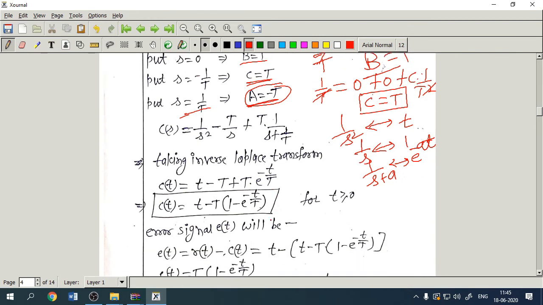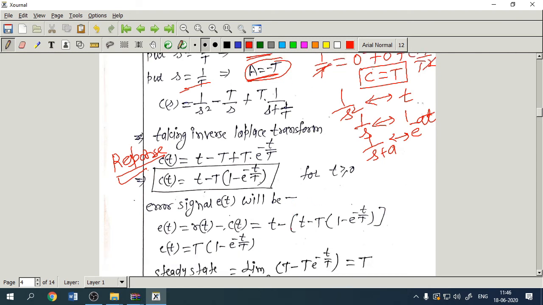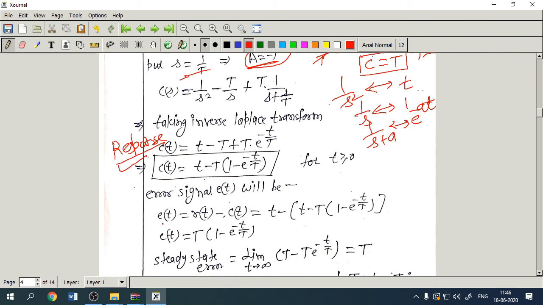Now we will also put the value of t, then find the equation of C(t). C(t) means the response of a first order system when we are using a ramp input, right? Now we will also define the error. The error signal is defined as the difference between input and output, or we will call it input minus response. So input is R(t) and output is the response C(t).